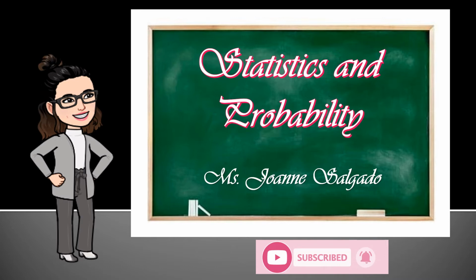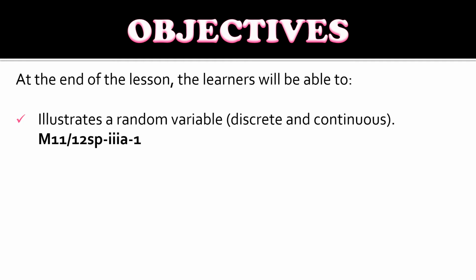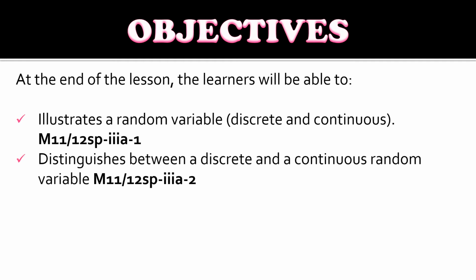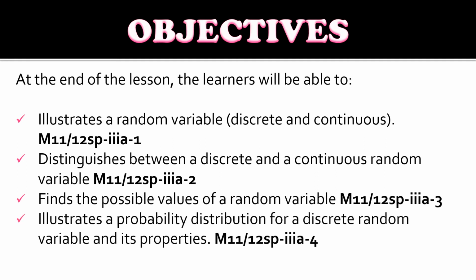This tutorial is for statistics and probability, a subject which is intended for grade 11 senior high school students in the Philippines. The objectives for today's lesson are: at the end of the lesson, the learners will be able to illustrate a random variable, distinguish between a discrete and continuous random variable, find the possible values of a random variable, and illustrate a probability distribution for a discrete random variable and its properties.